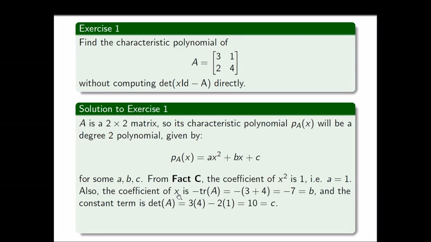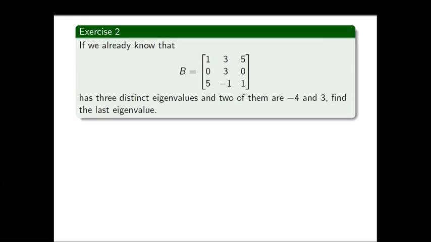And the coefficient of x is going to be minus the trace of A. And we know that the trace of A is 3 plus 4. So it's just going to be minus 7. And the constant term is going to be minus 1 squared, that's just 1, times the determinant of A, and that's just 3 times 4 minus 2 times 1, and that is 10. So we found all the coefficients, and as a result, the characteristic polynomial has to be x squared minus 7x plus 10. Let's look at another exercise.